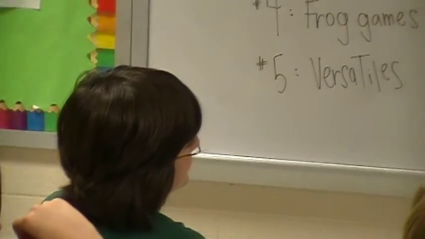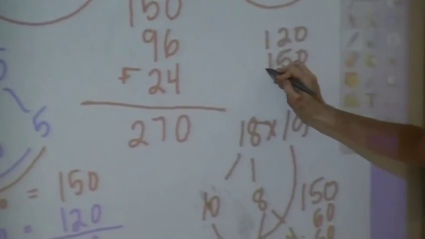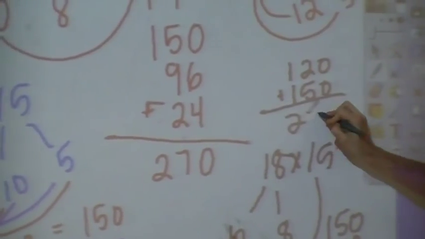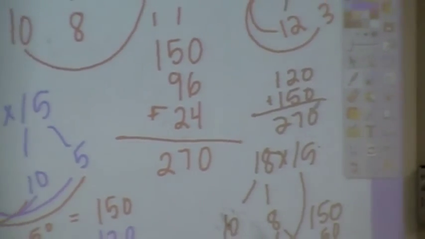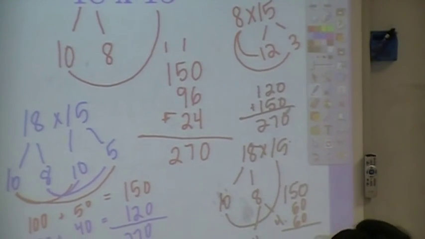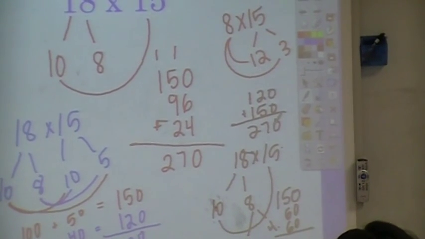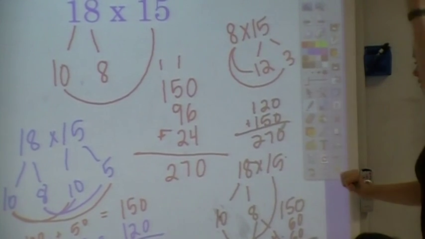All right, let me write that up here. 120 plus 150. And then I got 270. Do you guys follow that? How he was thinking about the quarters on the clock? Yep. Okay, very good. All right, put your hand up. Turn to somebody.